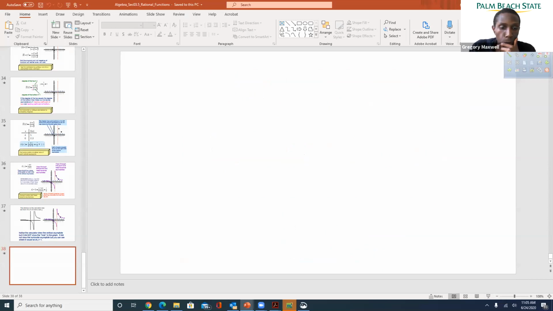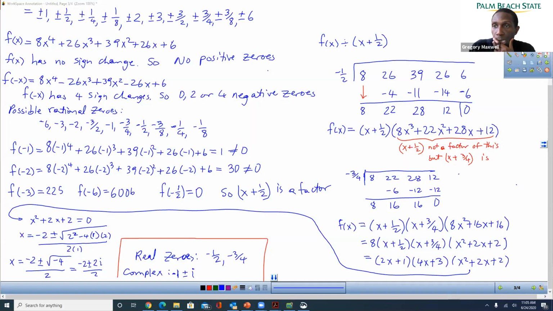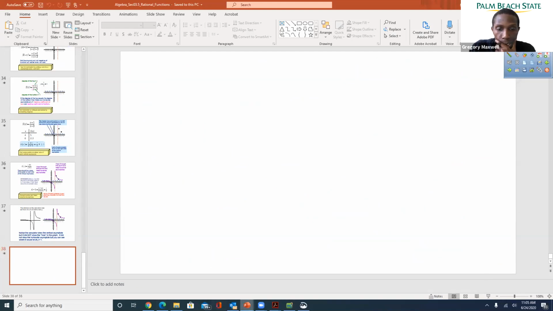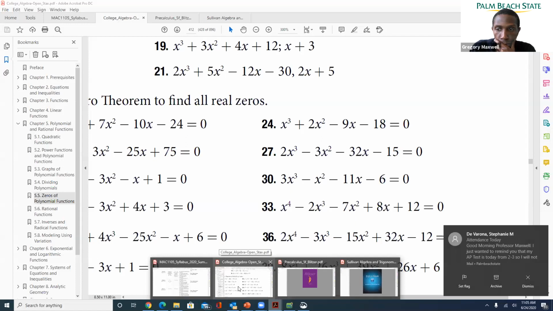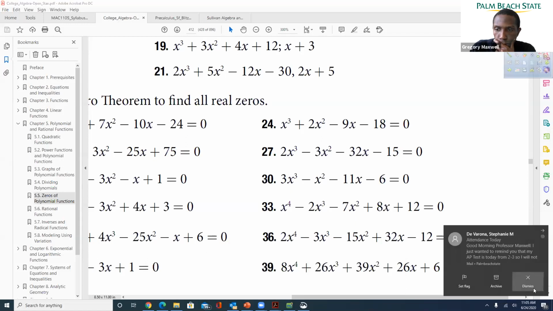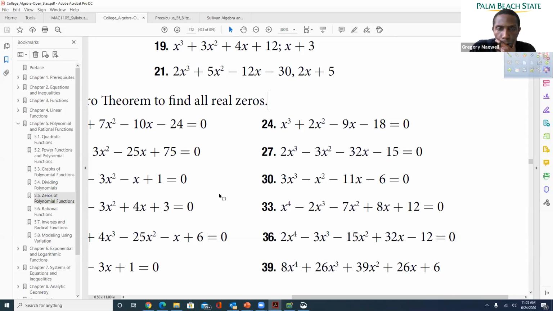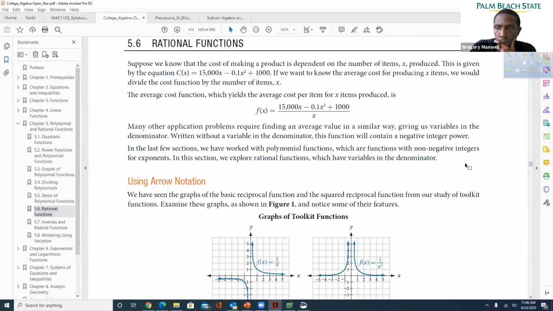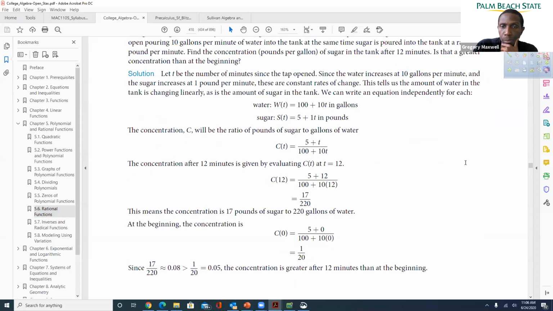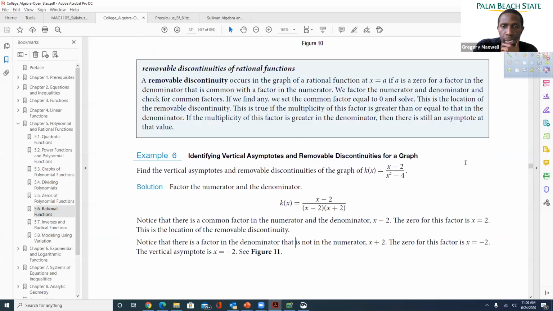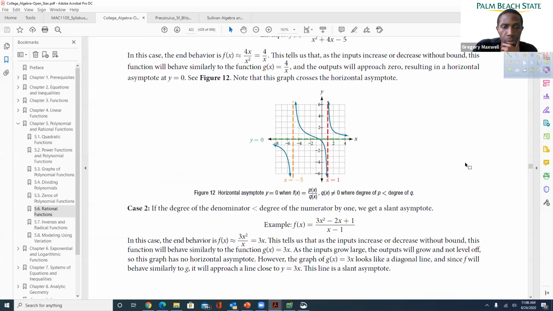All right, we're running low on time. I'm going to see if I can squeeze out an example here. So let's go to the rational functions. This is on the OpenStax textbook. I'm going down to the exercises for rational functions.